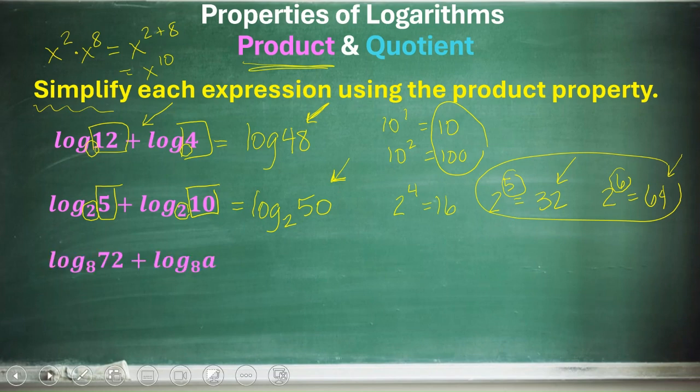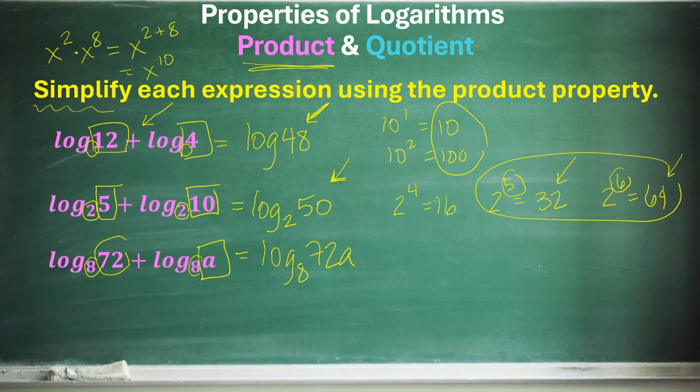This one involves a variable. So same idea. We're checking that we have the same base. This is log base 8. So I'm going to start by writing that. And then I just multiply what's being logged. And I end up with 72a. So this is log base 8 of 72a.